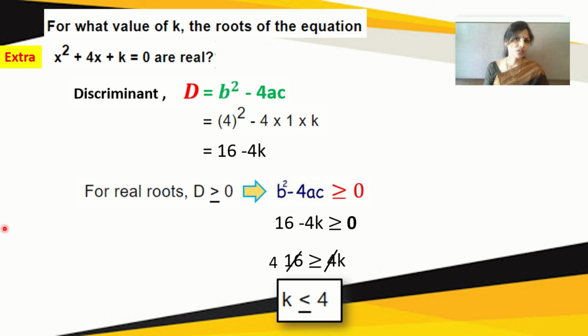Here the condition was different. Here the condition was that the roots are real roots. Alright, so real and unequal roots. Whenever they give real and equal, at that time D is equal to 0. Alright, let's see the other example.